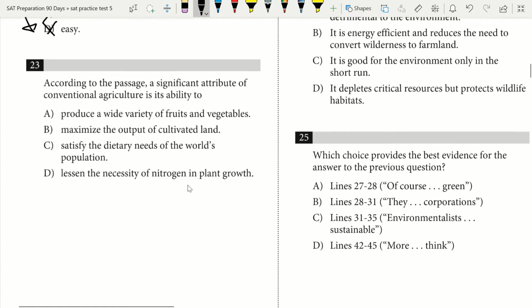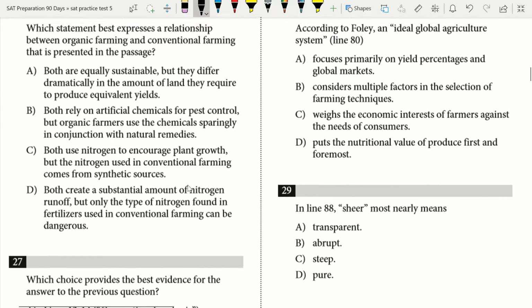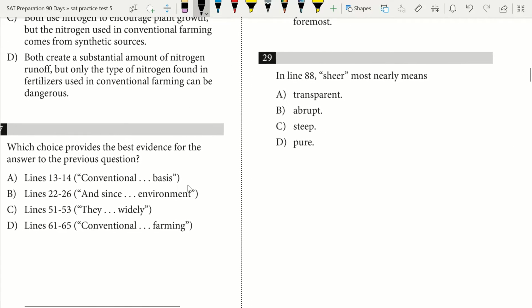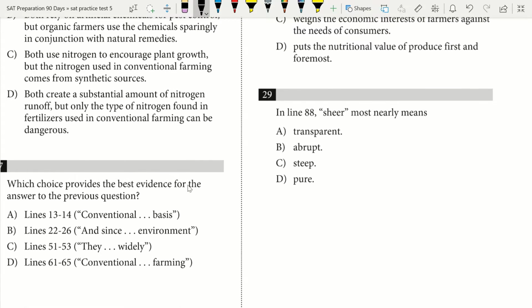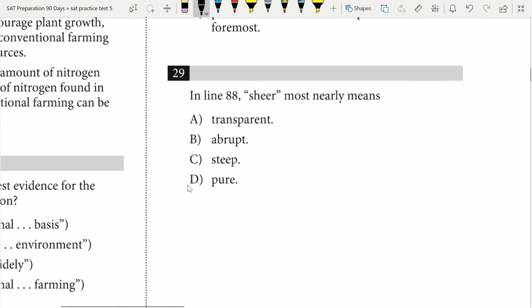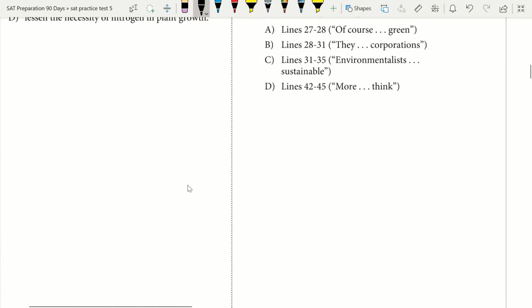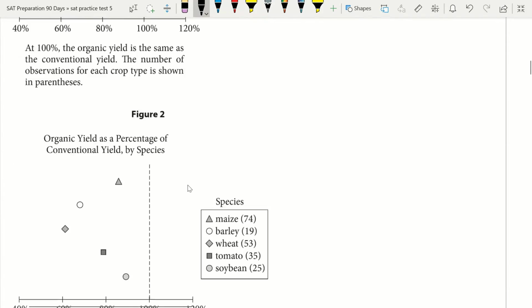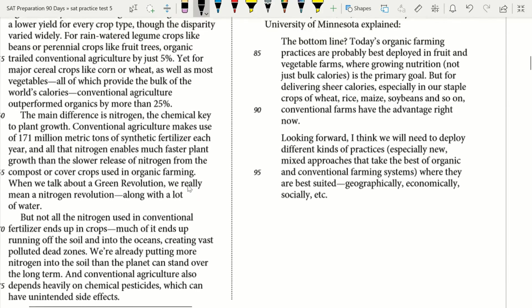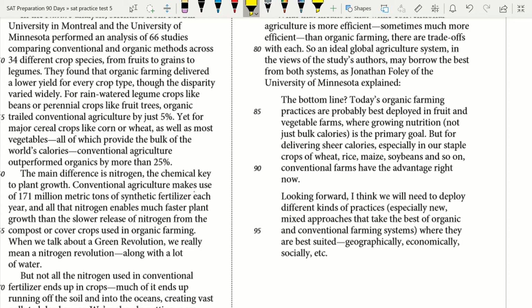So next, let's do another example of this one. Let's go down and find question 29. Question 29 is another words in context question. It says, "In line 88, sheer most nearly means" what? Obviously the words "most nearly means" tell us it's going to be a words in context question. We're directed to line 88, and we are asked for sheer. So let's go to line 88 and find sheer. Got line 88. All right, so I'll highlight it so you can see it.